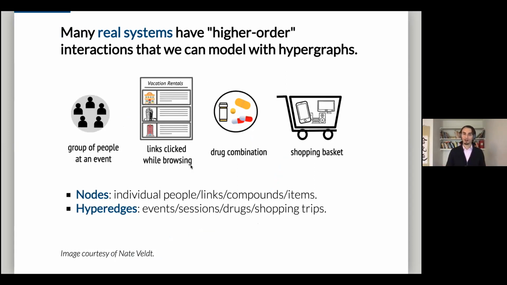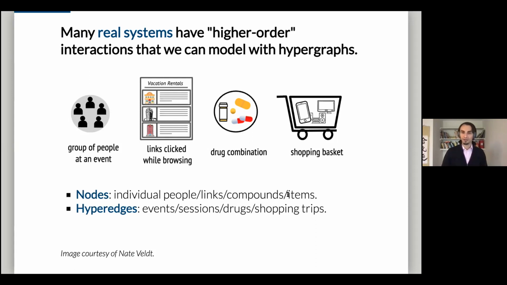We might use hypergraphs to model groups of people attending events. So in this case, an edge might be an event, and the nodes in that edge would be the groups of people in that event. We would see browsing sessions, for example. So maybe an edge is a browsing session online, and the nodes are the websites or product listings that you all visited jointly in that browsing session.